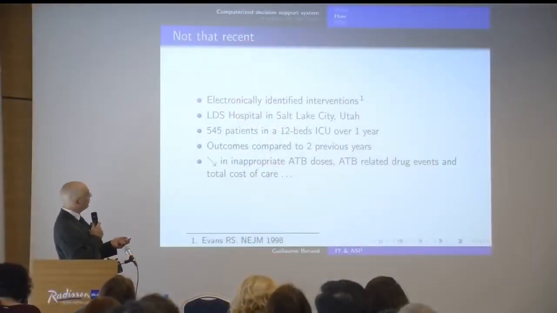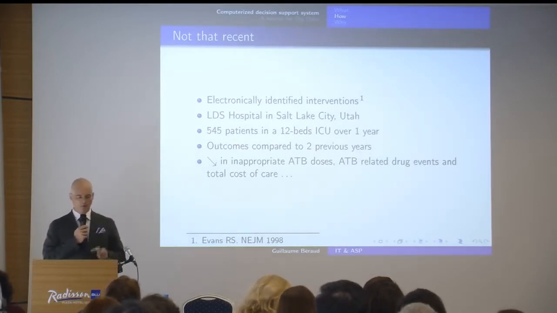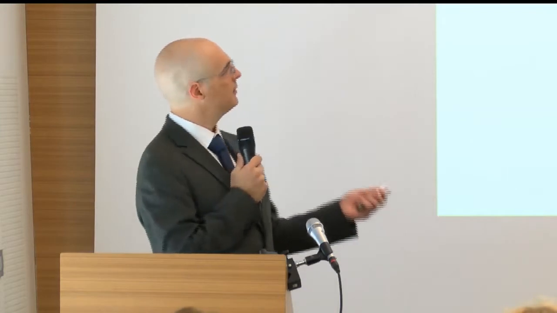Of course, so they tried to put databases in the hospital, and they tried to assess the impact of electronically identified intervention. They focused on a 12-bed ICU over 1 year, so it was 545 patients. They compared outcomes during this year to the 2 previous years, and they were able to show a decrease in inappropriate antibiotic doses, antibiotic-related events, and total cost of care. And this is how it looks.